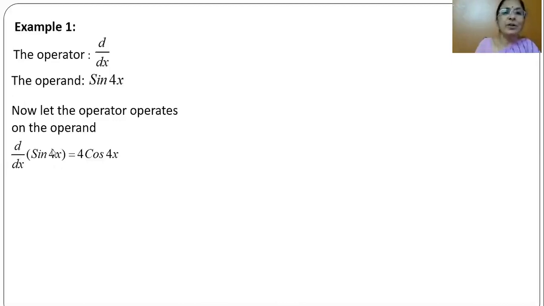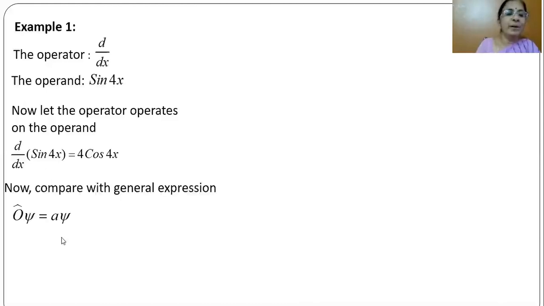The operator has acted on this function and produced the result. In the result, the function is not the same as the function which was acted upon by the operator. So you cannot find the eigenfunction here. To find the eigenfunction, the result should have the same operand as before. Okay. Now let us compare the general format.